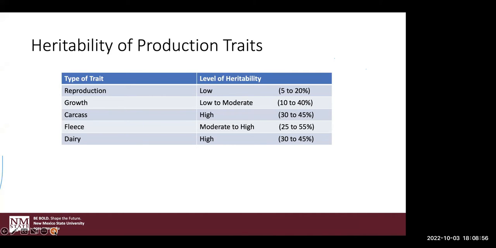Fleece is moderate to high, again, depending on the characteristic we're looking at. Staple length, pretty heritable. Fleece weight, fairly heritable. The others sort of fall off from there. Again, it depends on nutrition and environment.